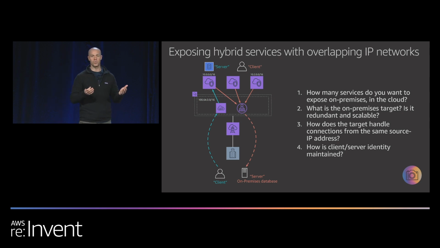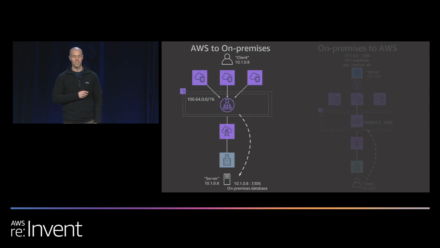Ideally, those are some sort of virtual interface. You're not targeting a single server or something like that. Maybe it's a load balancer on-premise. So here's a closer look. Your client in the VPC has the IP of 10.1.0.8 up on top, and the server on-prem has the same IP address.